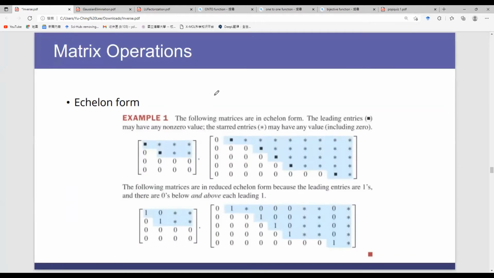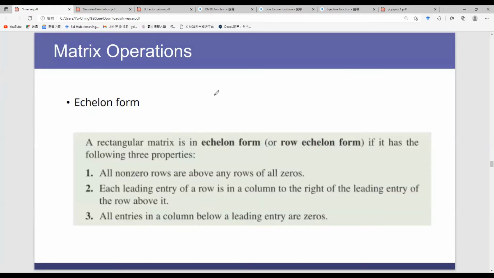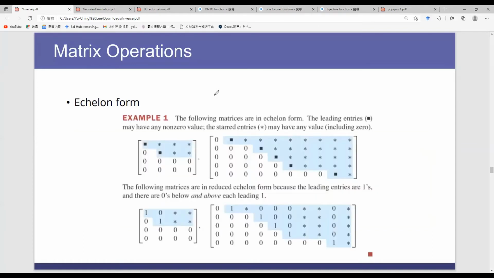And the examples are like this one. You see the squares, the leading entries, the black little box is the leading entry. And then it satisfies all the requirements of echelon form. And it looks like stairs. And then all the values below and to the left of the leading entries are zeros.